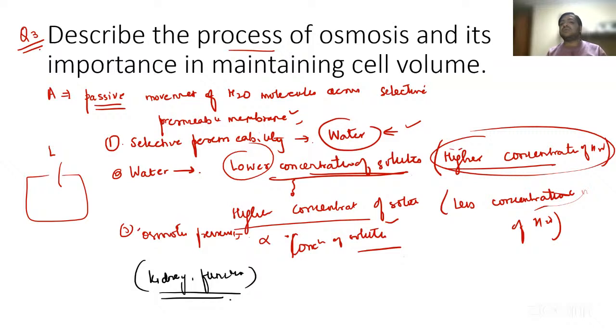So the kidneys are basically using the process of selective permeability, right? So that the water can be reabsorbed back into the body, or the excess water can be easily removed by the body, right? So yeah, these points you have to include in your answers.